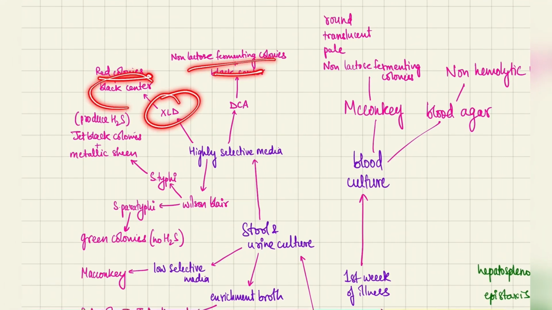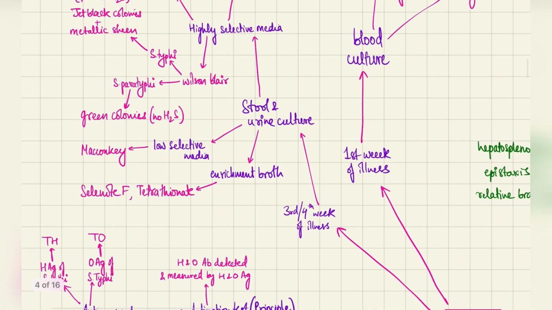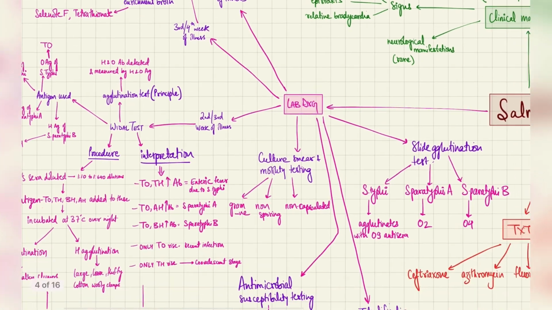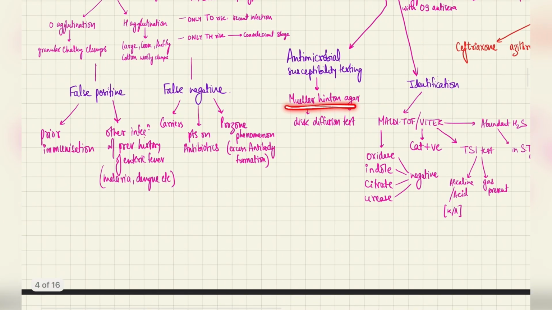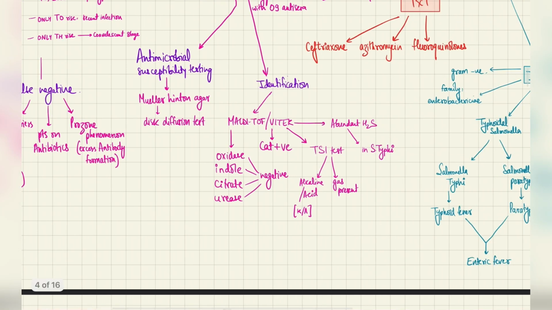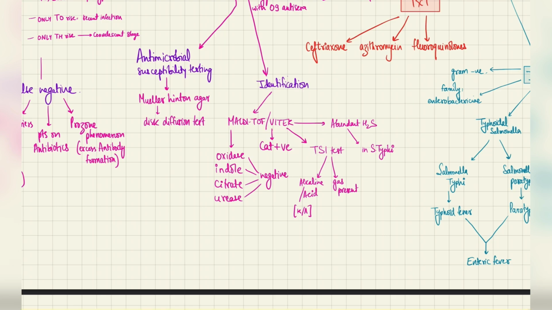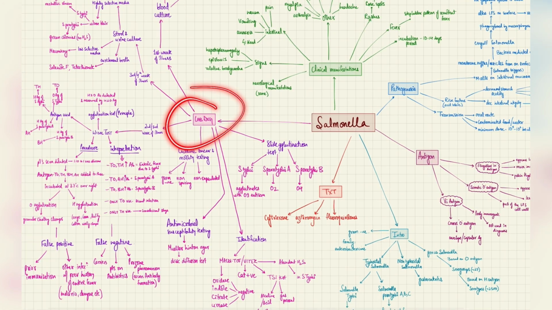XLD, red colonies with black center. Wilson-Blair, jet black colonies in typhi because H2S is produced, otherwise it's just green in paratyphi because no H2S. Low selective media, again MacConkey, enrichment broth, selenite F, tetrathionate. Apart from this, you can see that it's non-capsulated, non-sporing. You can do a Muller-Hinton agar for antimicrobial susceptibility. Identification, just catalase positive, rest all four negative. H2S will be abundant. And this was mainly the lab diagnosis.